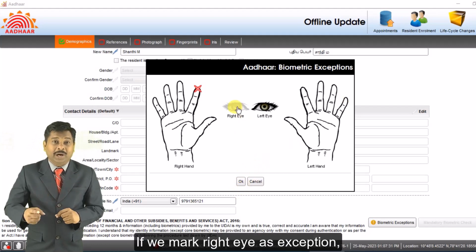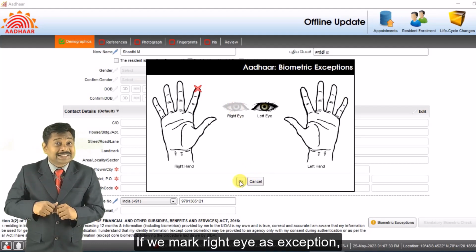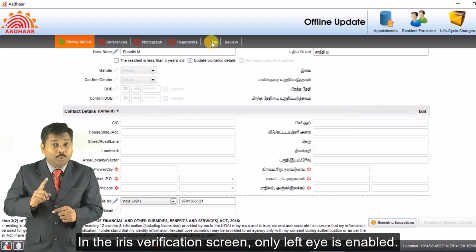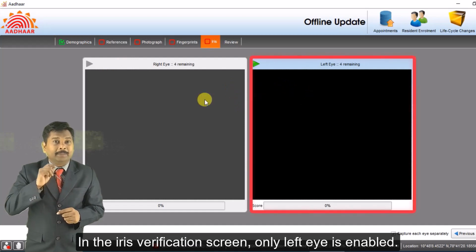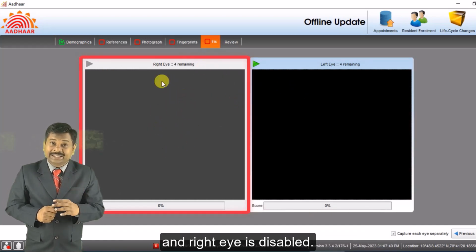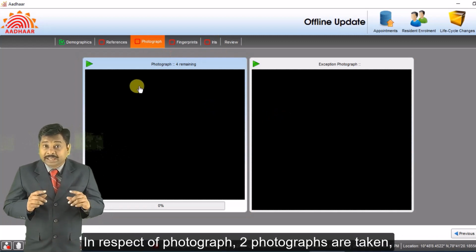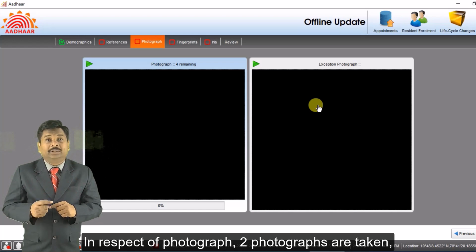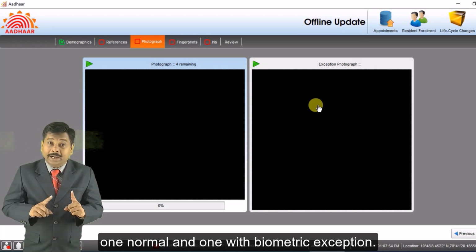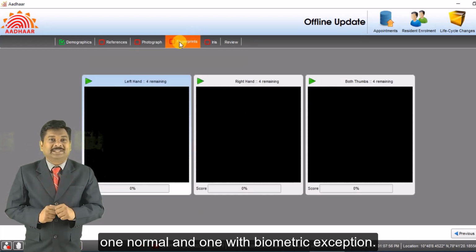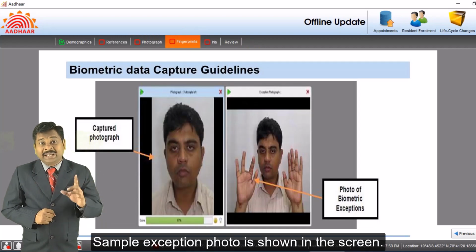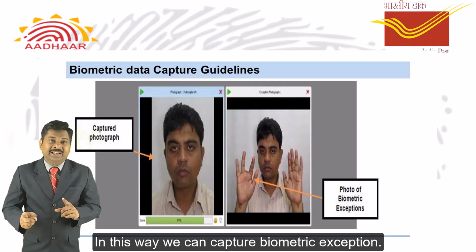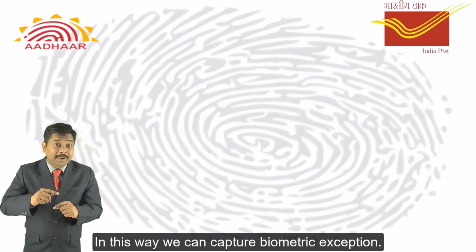If we mark right eye as exception, in the iris verification screen, only left eye is enabled and right eye is disabled. In respect of photograph, two photographs are taken, one normal and one with biometric exception. Sample exception photo is shown in the screen. In this way, we can capture biometric exception.